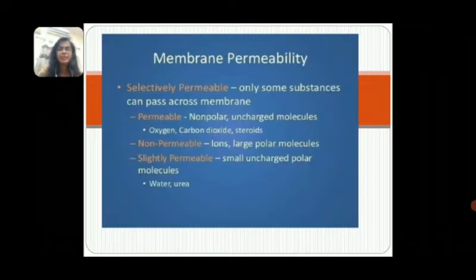Coming to membrane permeability. It is definitely a selectively permeable membrane. Only some substances can pass through it. That is why it is selectively permeable. It is permeable to non-polar uncharged molecules like oxygen, carbon dioxide and steroids. It is non-permeable to ions and larger polar molecules. And it is slightly permeable to small uncharged polar molecules like water, urea, etc.